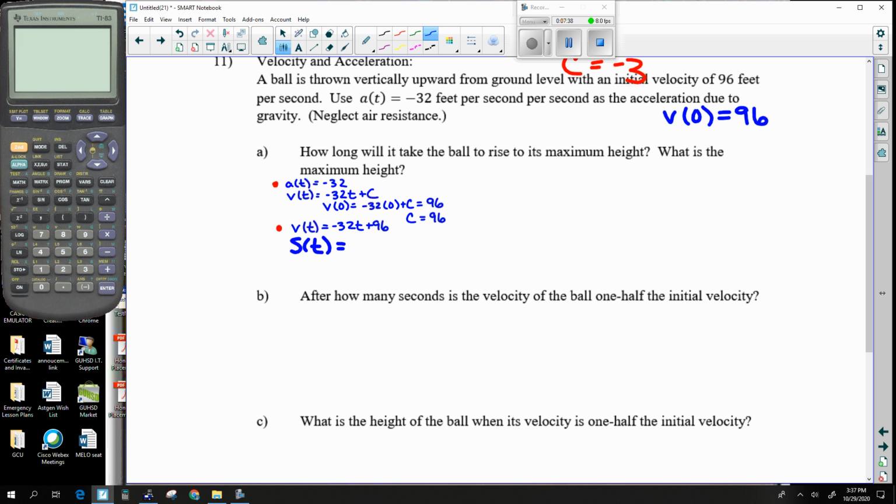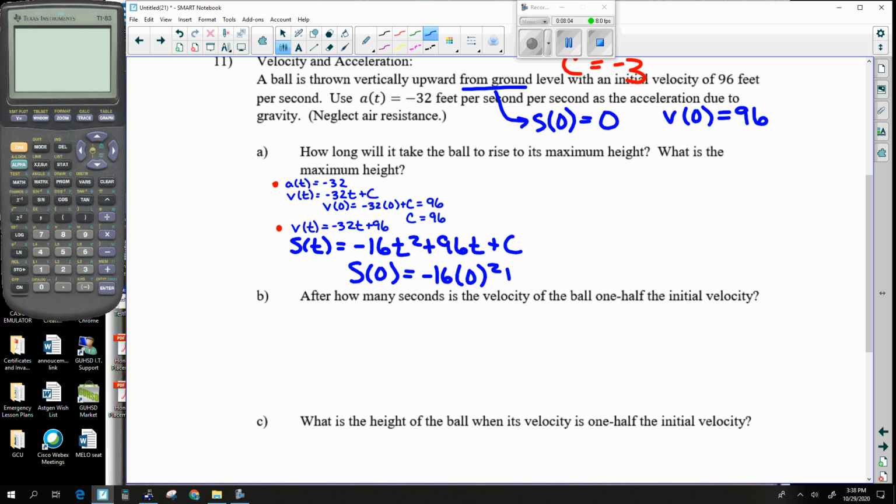which is the integral of velocity. So this is negative 16 t squared plus 96 t plus c. All right, so this was thrown upwards from the ground. So that means at time 0, the position was 0. So at time 0, the position was equal to 0. Plus 0.